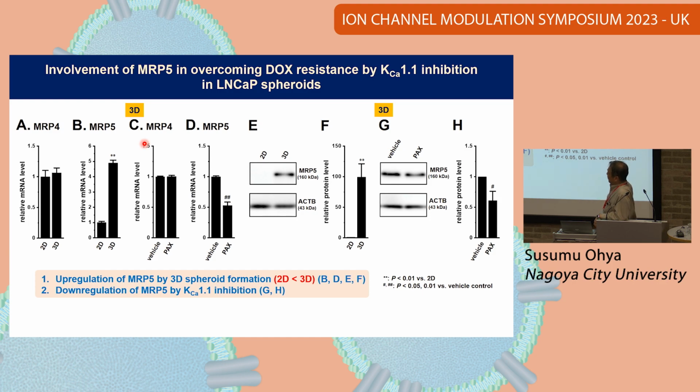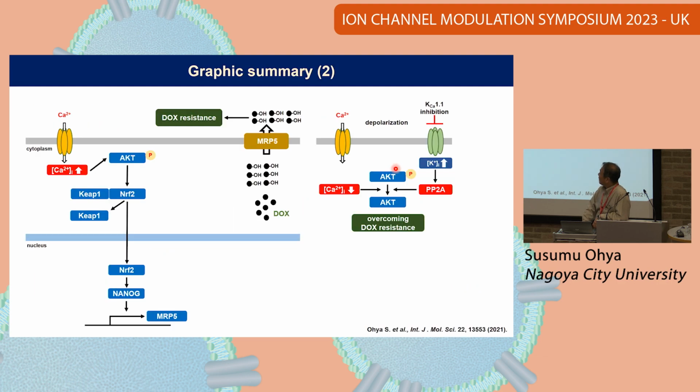Over 10 isoforms of ABC transporters are related to doxorubicin transport. MRP5 is upregulated by the 3D spheroid formation, and paxilline treatment reduced the expression levels. Similar results were obtained at protein levels. So cancer stemness induced the activation of AKT signaling, which trans-activated MRP5, resulting in the resistance to doxorubicin. And KCa1.1 inhibition induced inactivation of AKT signaling, resulting in overcoming resistance to doxorubicin.